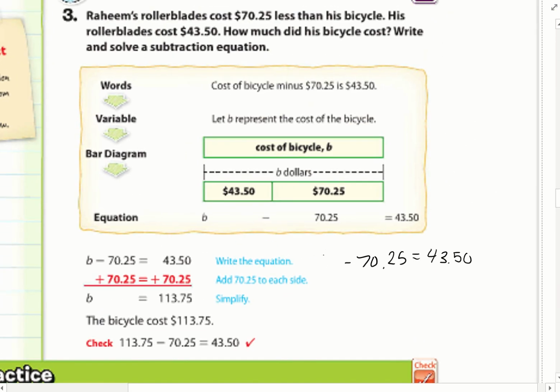So we have the bicycle, B, and so we're going to add $70.25 to each side. These are going to cancel, and we're going to get B equals $113.75.